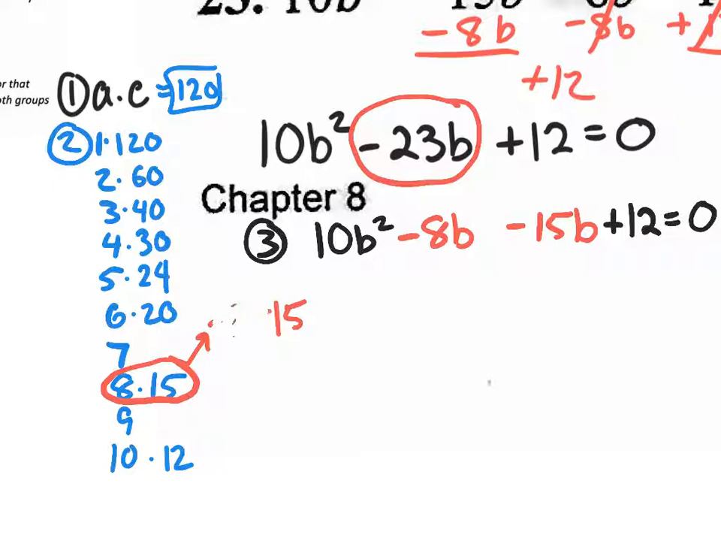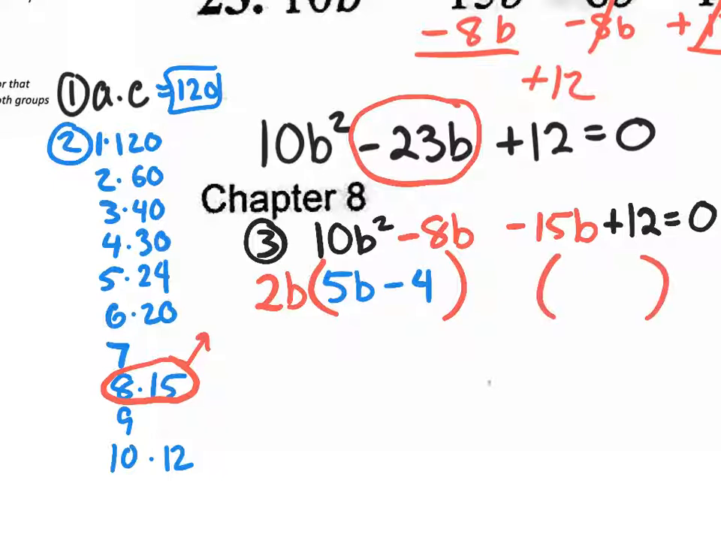Let me erase this to get more space. So factoring by grouping, the first group, I could pull out a 2 and a b, and I would have a 5b left over minus 4. And the second group, if I pull out a positive 3, I will have also a 5b minus 4 left over. And of course, we could factor out the common binomial, 5b minus 4. So this 5b minus 4 and that 5b minus 4, I'm going to pull them out.